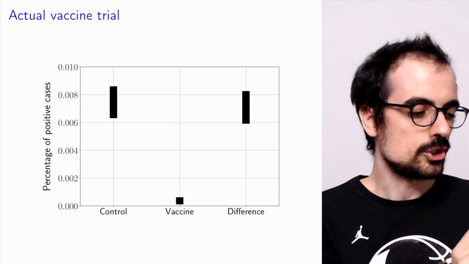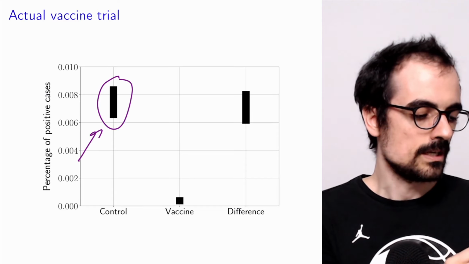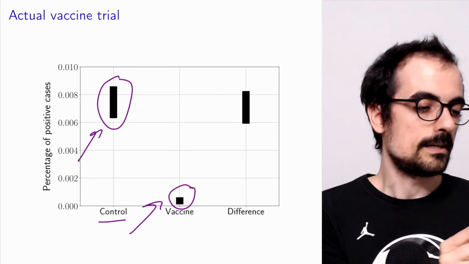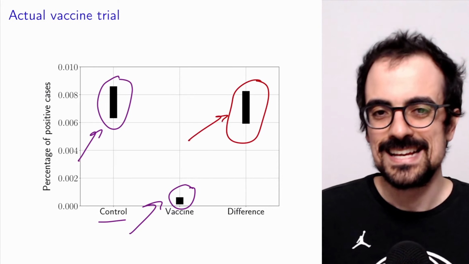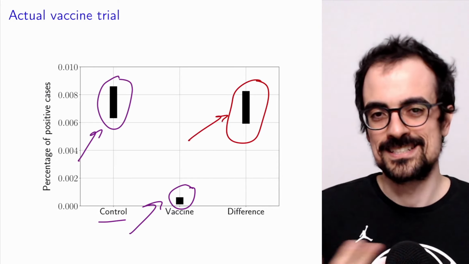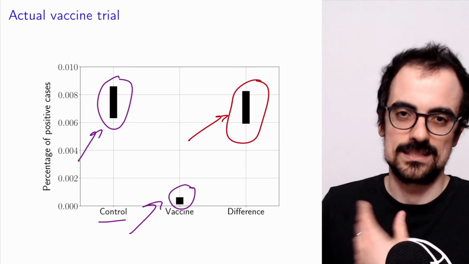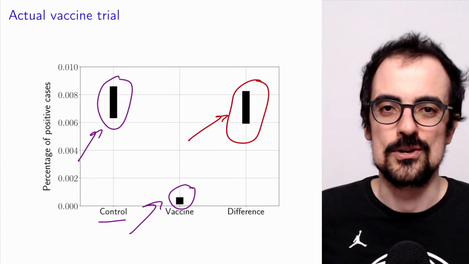Here, I'm showing you a confidence interval on the probability that people get COVID-19 if they're in the control group and if they're in the vaccine group, and also a confidence interval of the difference between them, which you can see is pretty large. So in the case of the actual vaccine trial, it's clear that the effect is large. It's worth it to develop the vaccine so we could all go back to our normal lives.